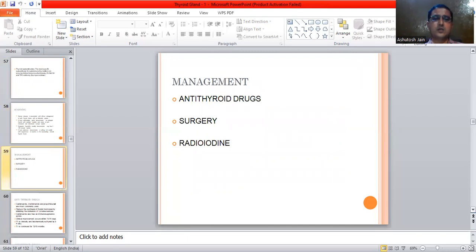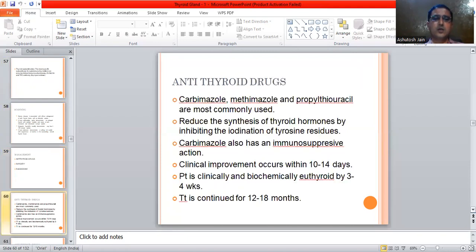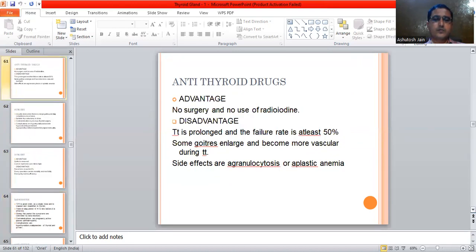Management: antithyroid drugs, surgery, radioiodine. Antithyroid drugs carbimazole, methimazole, and propylthiouracil are most commonly used. They reduce the synthesis of thyroid hormones by inhibiting the iodination of tyrosine residues. Carbimazole also has an immunosuppressive action. Clinical improvement occurs within 10 to 14 days. The patient is clinically and biochemically euthyroid by 3 to 4 weeks. Treatment is continued for 12 to 18 months.